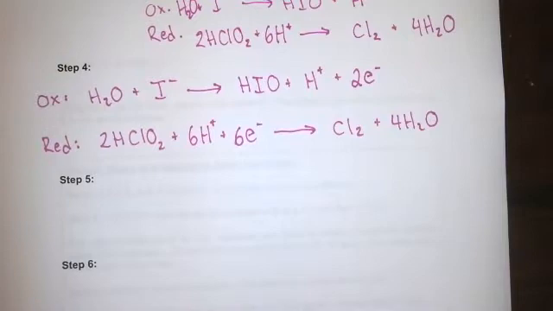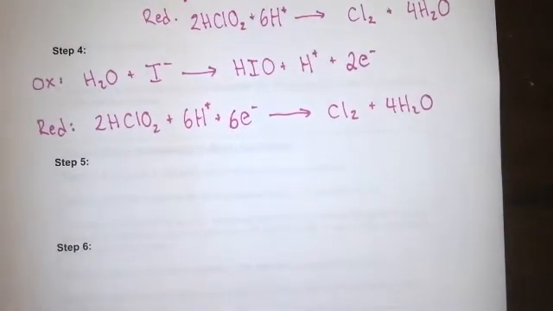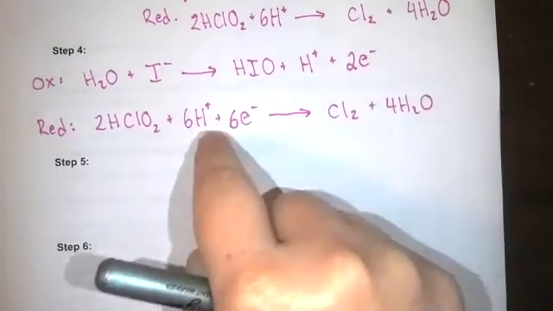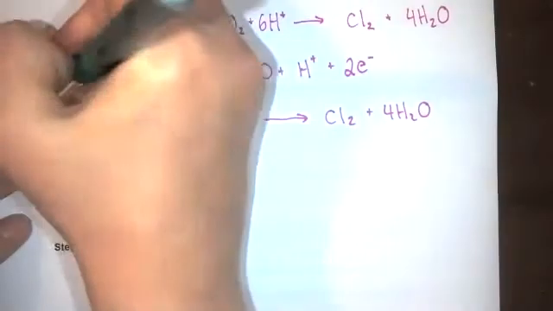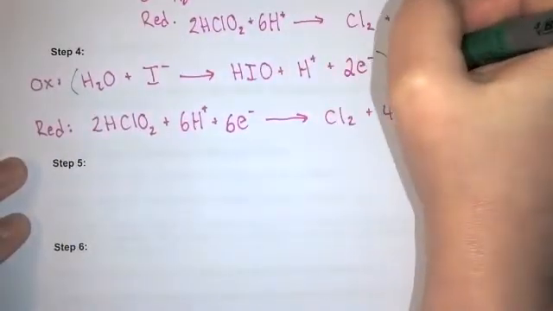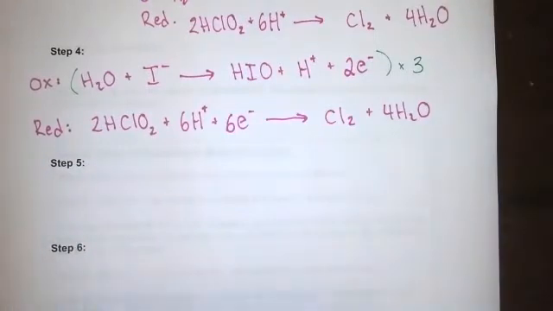All right. So step 5, I'm going to multiply them by an integer so that my electrons in each half reaction are the same. I'm going to find a common multiple of each of these. Now, I have 2 electrons and 6. So I can actually get this to equal 6 by multiplying the entire reaction by 3. So this 3 is now going to multiply every coefficient. And then I should see that my electrons will be balanced out.